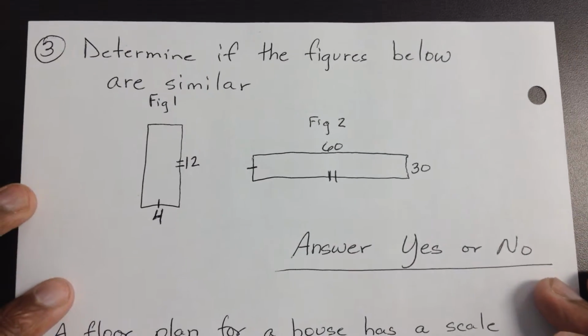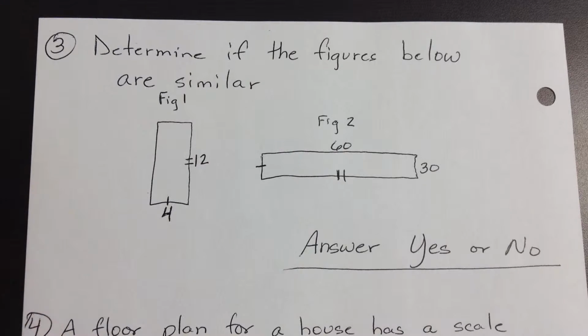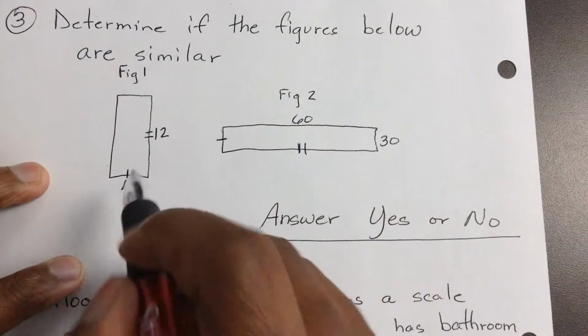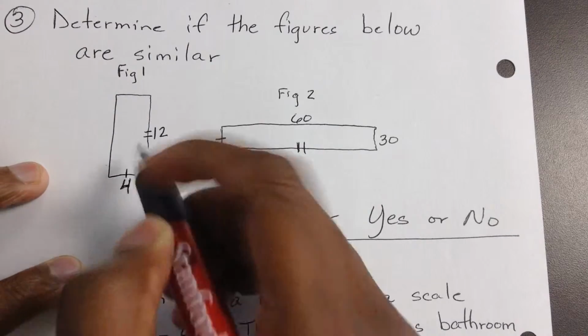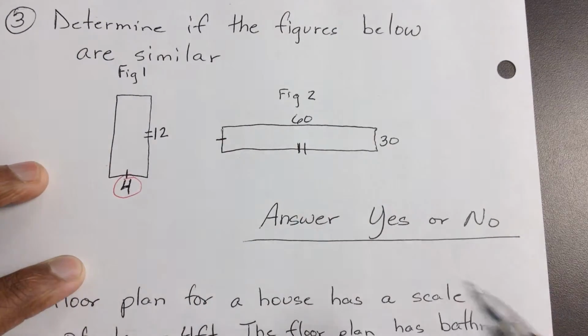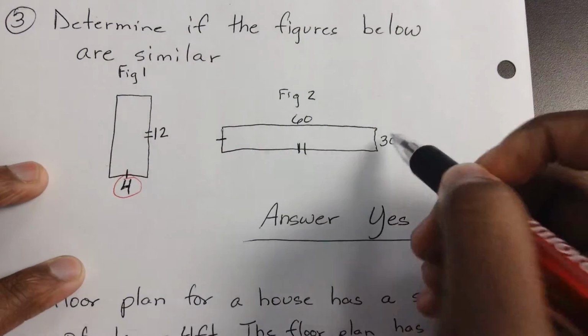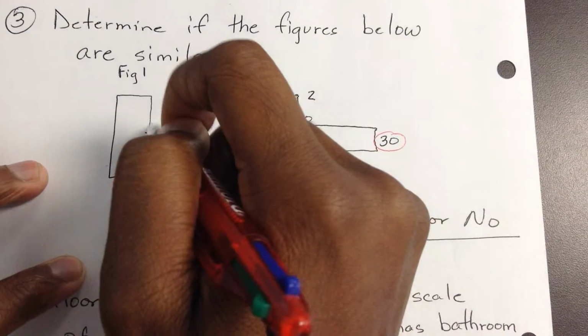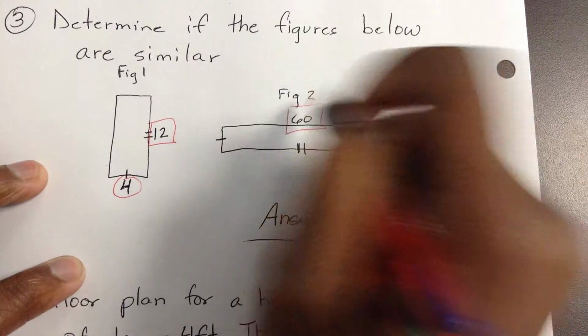Next problem. You're asked to determine if the figures below are similar. Are they similar? Yes or no? So remember, we see here that 4 is the smaller number, and I'm going to circle it. Just like 30 is the smaller number, and I'm going to circle it. 12 is the bigger number, box it in. 60 is the bigger number.